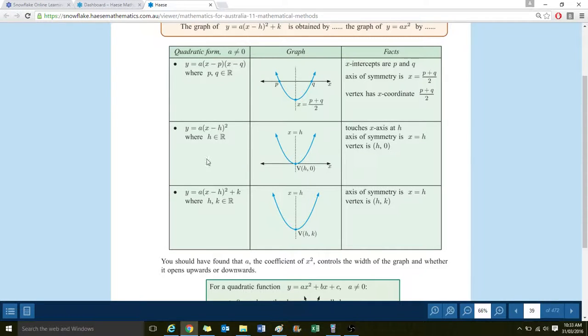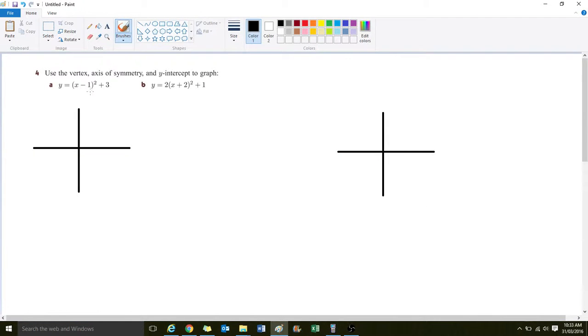So we have axis of symmetry at x equals h and the vertex at h comma k. In this circumstance, the vertex, or the minimum point, occurs at x is 1 and y is 3. So when x is 1, y is 3. That's the minimum point.